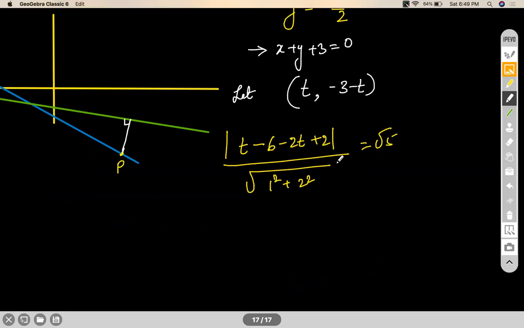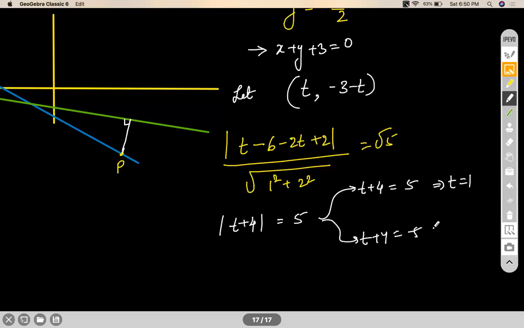So I can say minus t minus 4. Minus t minus 4, you can write mod t plus 4 also. By root 5, root 5 will become a 5. So two possibilities will arise from here. Either t plus 4 is equal to 5. That means t could be 1. Or t plus 4 could be minus 5. That means t could be minus 9.